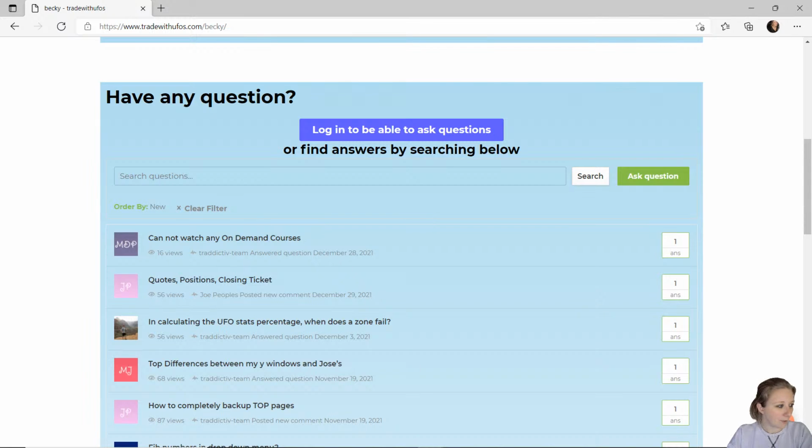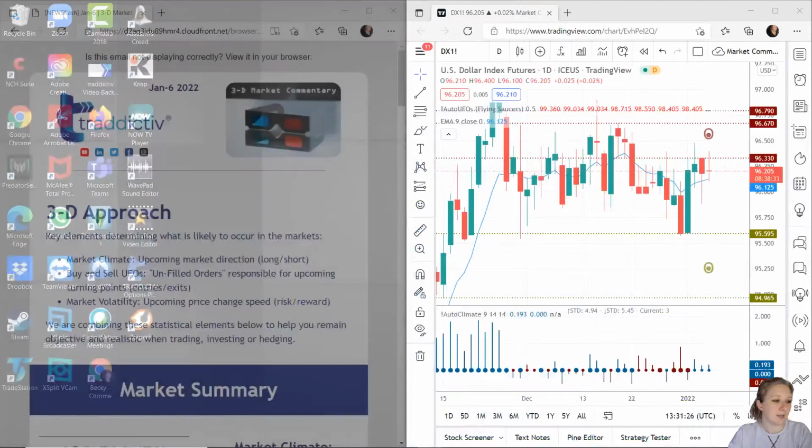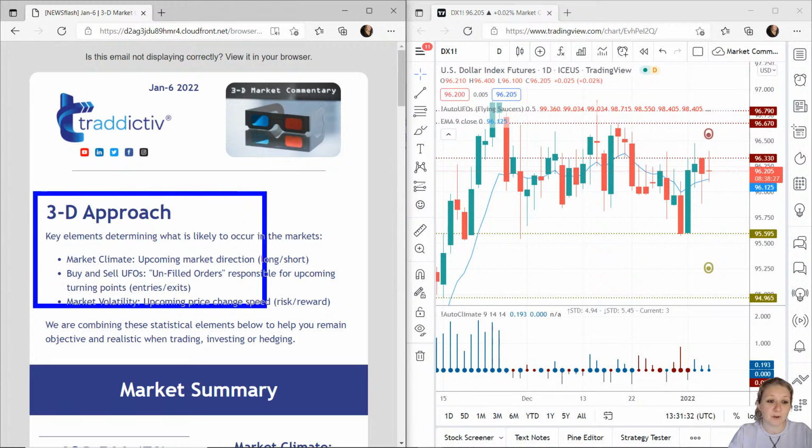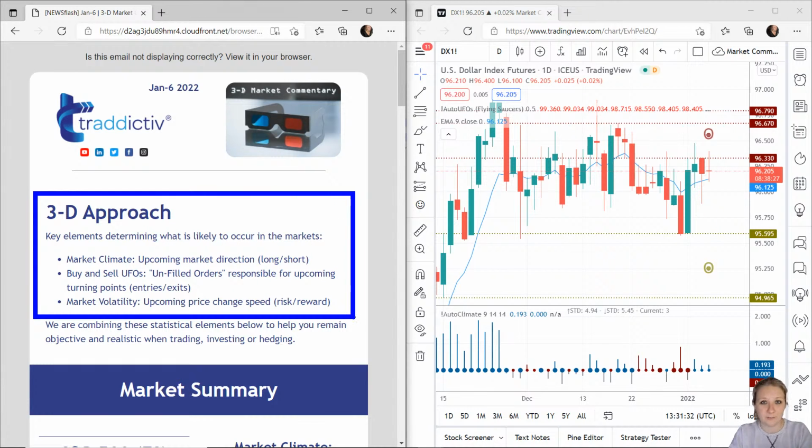Okay, so let me show you that email that we send out every day. So it looks like this, and obviously it's relevant to market data. So we've got the charts on the right-hand side as well. So, as I said, it's a 3D approach because we're looking at 3 separate elements, 3 different statistical probabilities for our markets. Now, the first element is what we call market climate.